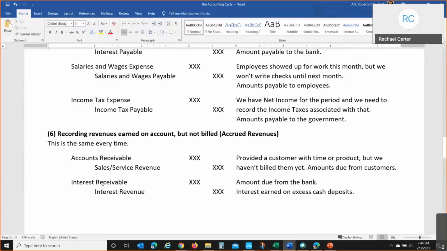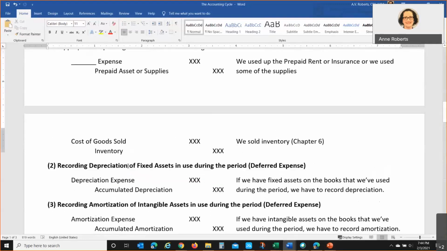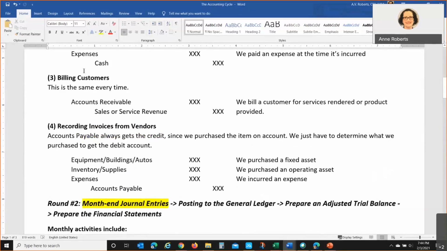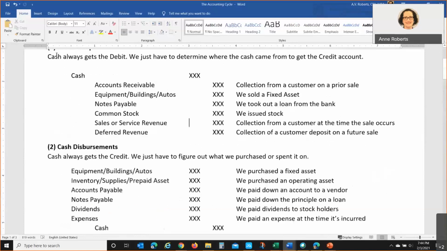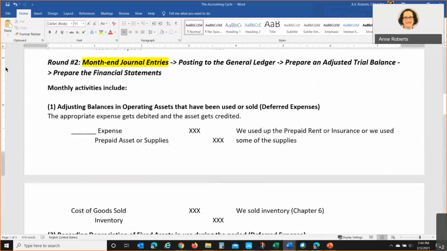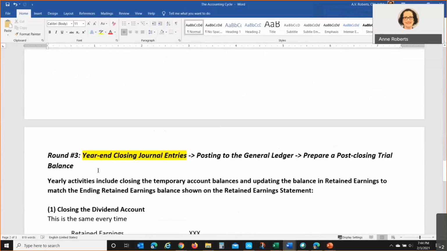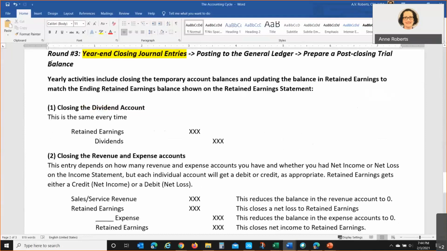All right, so that's the journal entries at the end of the month. Now, keep in mind, 1 through 4 up here, that's chapters 2 and 3. Round 2, this month-end stuff, all of these adjustments down here are chapter 4. And round 3 is also chapter 4, where we're closing the revenues, expenses, and dividends.